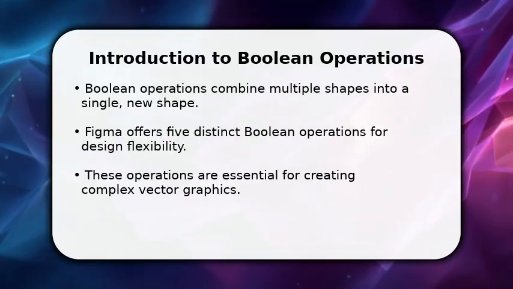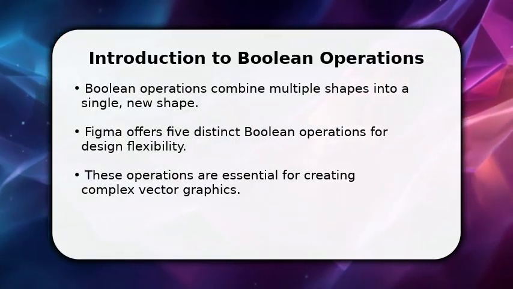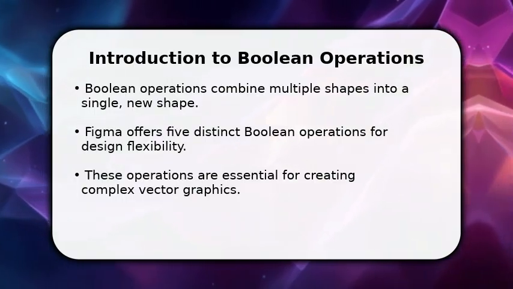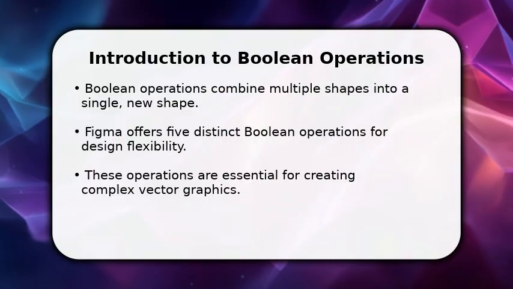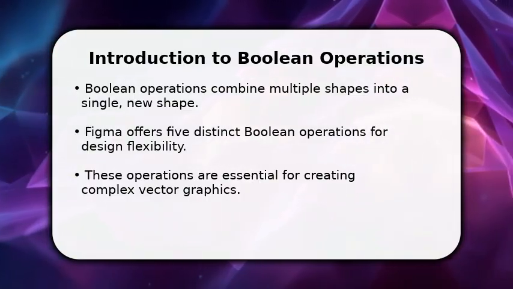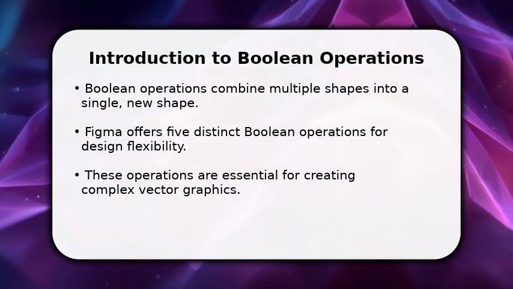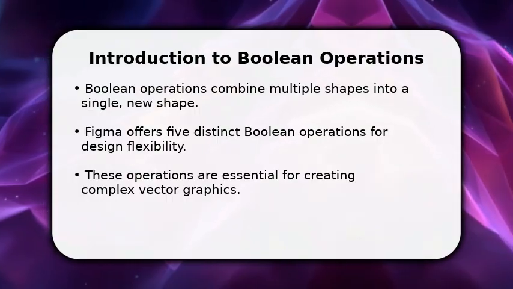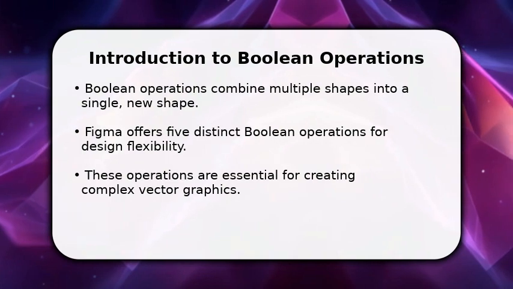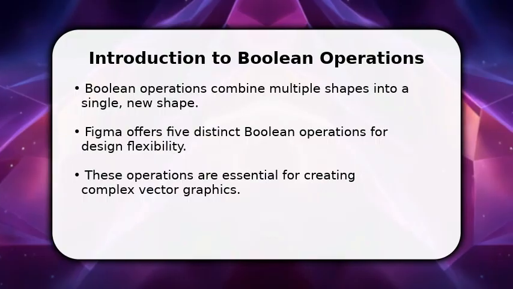In this video, I will explain how to use Boolean operations in Figma. Boolean operations are powerful tools that allow you to combine, subtract, or intersect shapes, creating entirely new and complex forms from simpler ones. Figma provides 5 core Boolean operations, giving you immense flexibility in your vector design workflow. Mastering these operations is key to crafting intricate illustrations and icons efficiently, saving you valuable design time and effort, and opening up many creative possibilities.